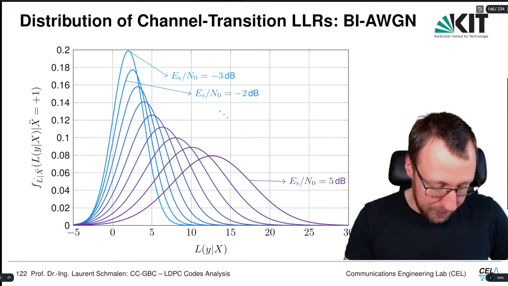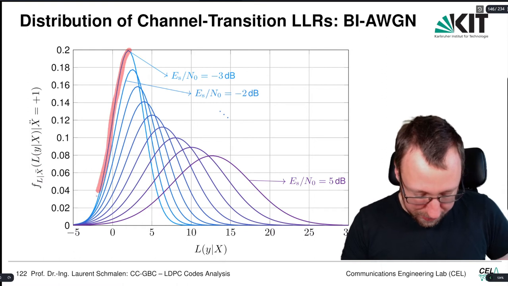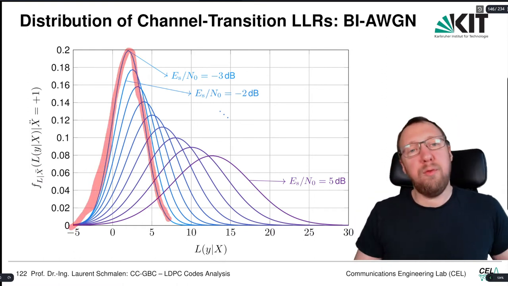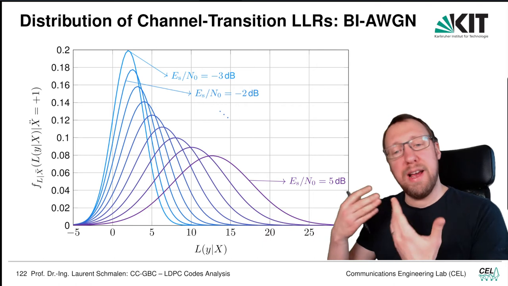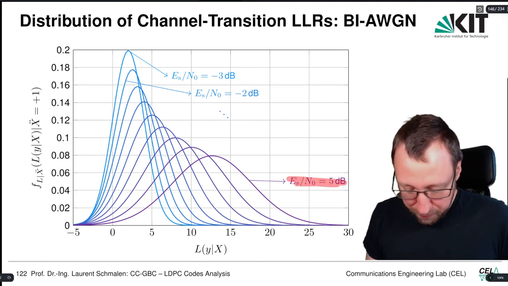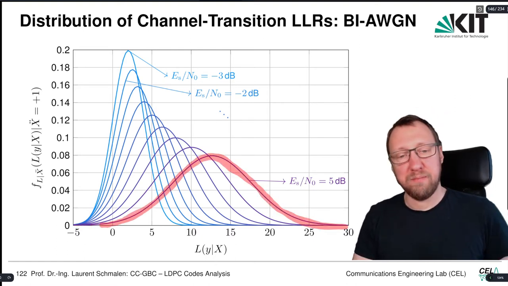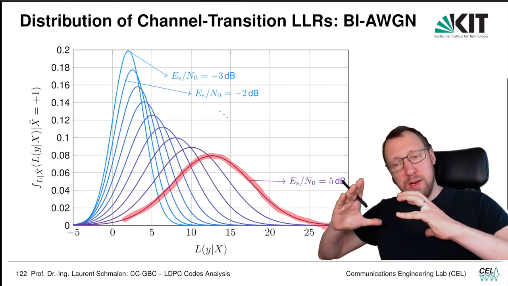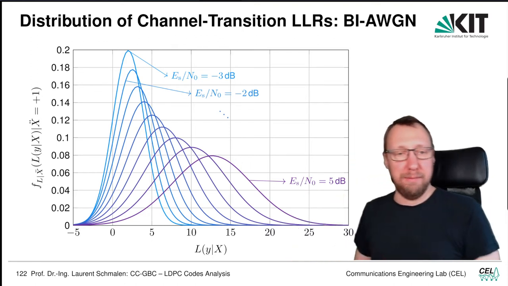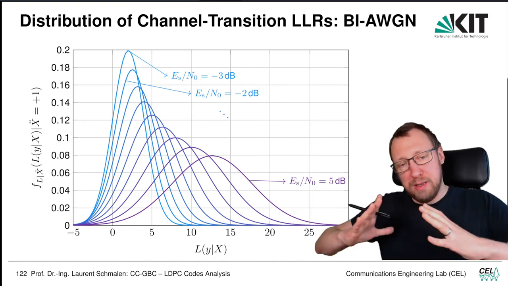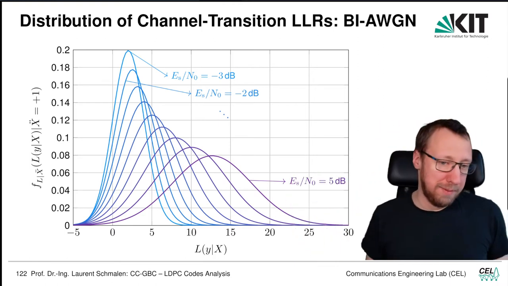So here we see the distribution of the log likelihood ratios for ES over N0 of minus 3 dB. Then we get this Gaussian. And we see that if we increase the channel parameter, so if the channel becomes better, we have a higher signal to noise ratio, ES over N0 becomes 5 dB, then this is what we get. So you can see the distribution gets broader because sigma L squared increases, but the mean increases at the same time. It's kind of counterintuitive, because getting broader should mean it gets worse, but because the mean increases similarly, it actually gets better.